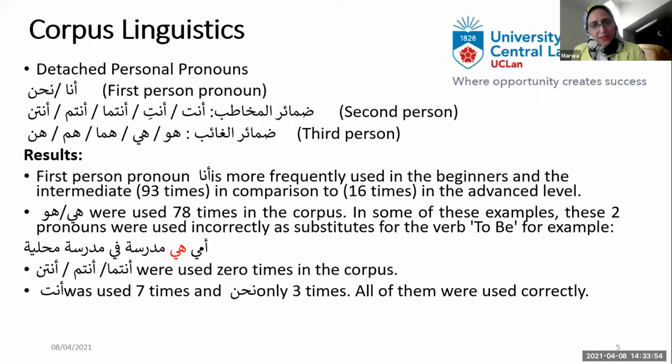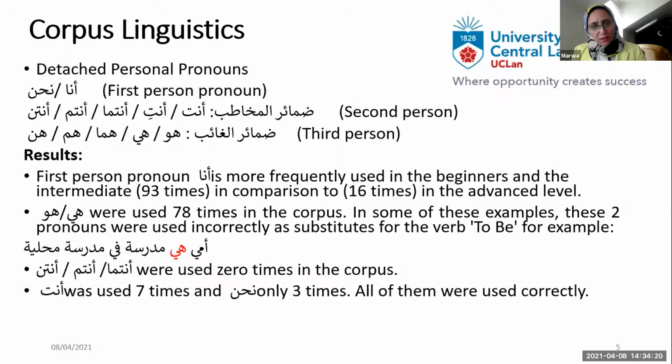that we find the first person ana is used more frequently at the beginner level than the intermediate level. So this was 93 times versus 16 times at the advanced level. This could be interpreted as due to, for example, the subject-verb agreement with ana being much easier than with others, like the dual form al-muthanna or the use of the plural al-jama'. It's more difficult for the students to process, except at the advanced level.